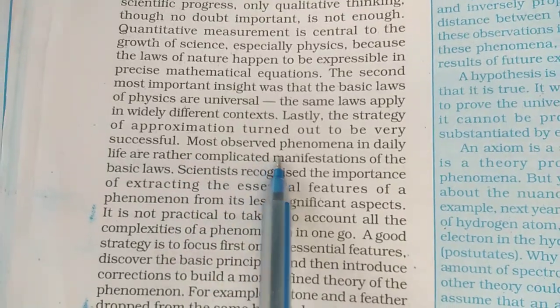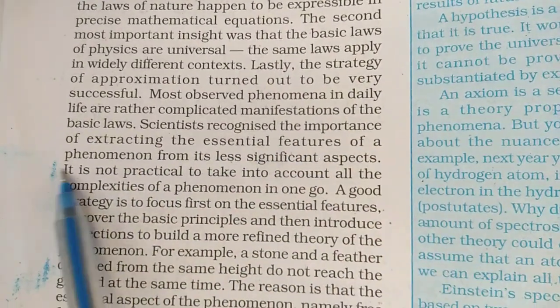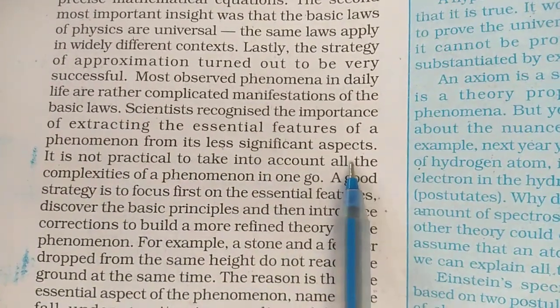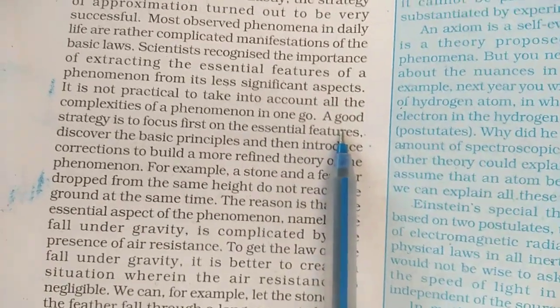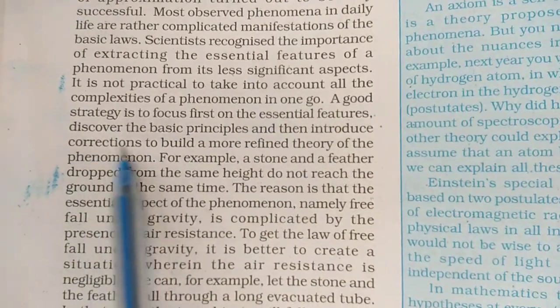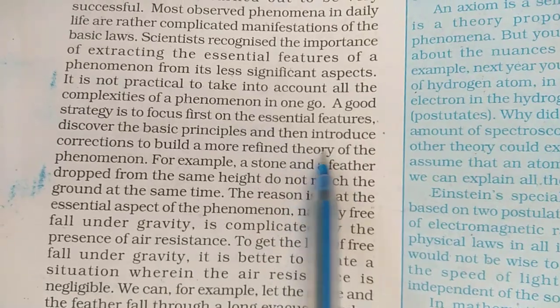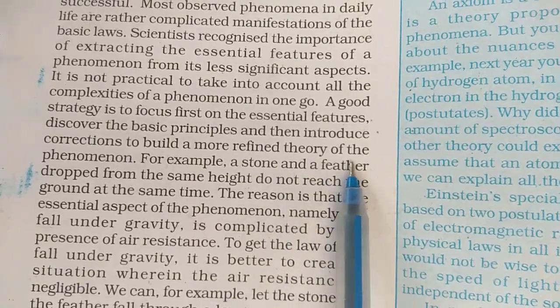Okay, I'll start from this line, that is, most observed phenomena in daily life are rather complicated manifestations of the basic laws. Scientists recognize the importance of extracting the essential features of a phenomenon from its less significant aspects. It is not practical to take into account all the complexities of a phenomenon in one go. A good strategy is to focus first on the essential features, discover the basic principles, and then introduce corrections to build a more refined theory of the phenomenon.